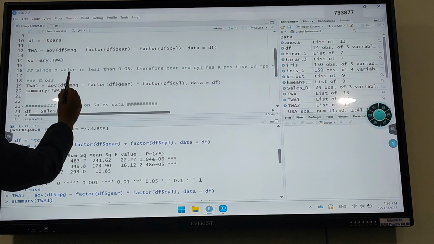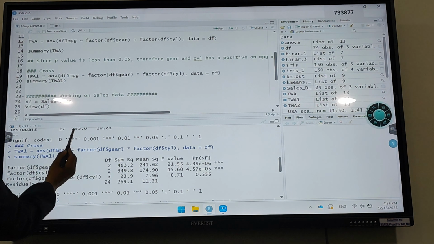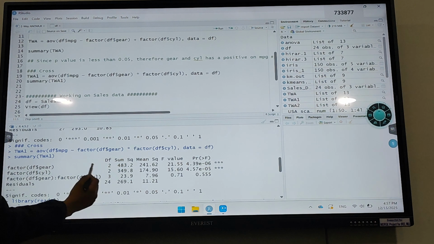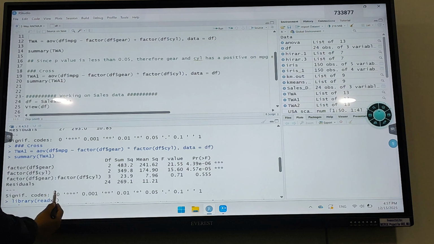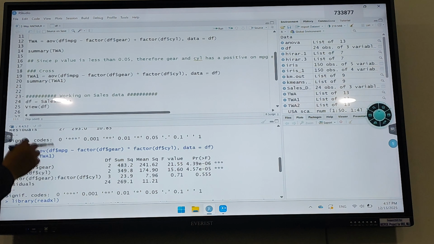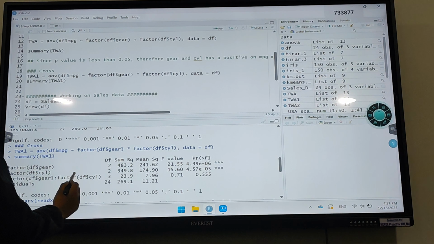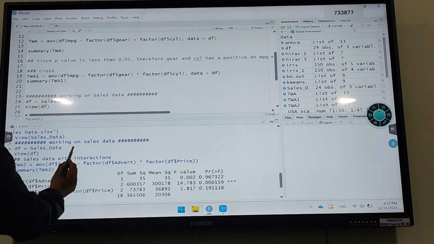So this is the simple version. Also you can look at the cross. For the cross you have to use multiplication. Here you get gear and cycle. If you do the cross like this, the factor and the interaction are not significant. But if we just add them instead, we get significant values.